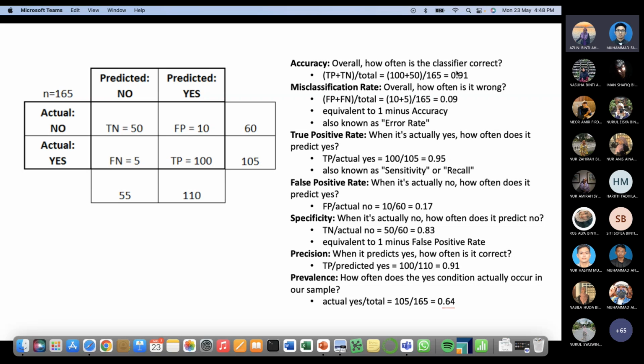1/6. Okay, and next one is specificity, where it's actually no, but how often does it predict as no? So itu adalah true negative. Dia no dan kita predict dia sebagai no juga. So 50 divided by 60, the total number of actual no, bukan predicted no. Ini pun selalu kadang-kadang students dia macam confused. Tak kata student, saya pun kadang-kadang miss jugalah bila nak buat skema tu kan. Okay.